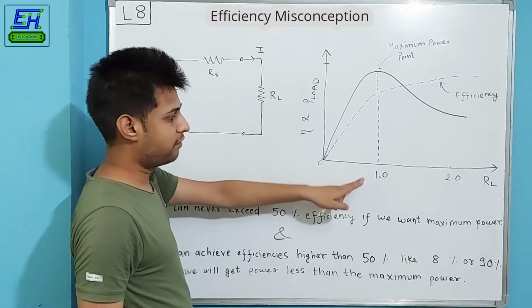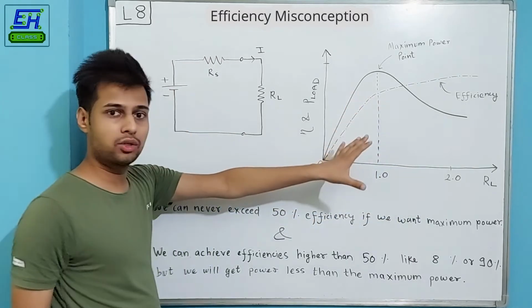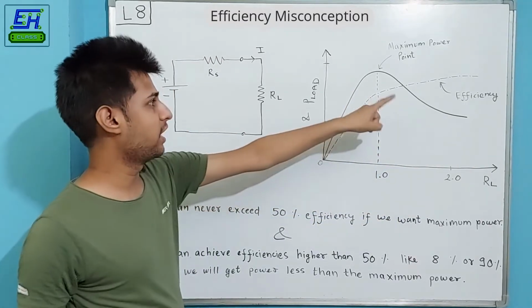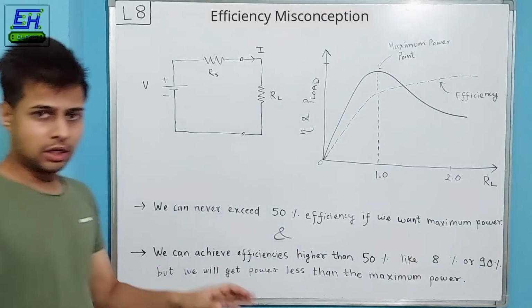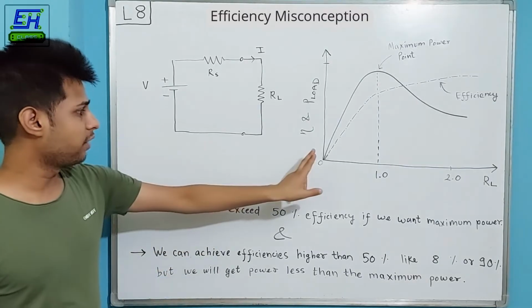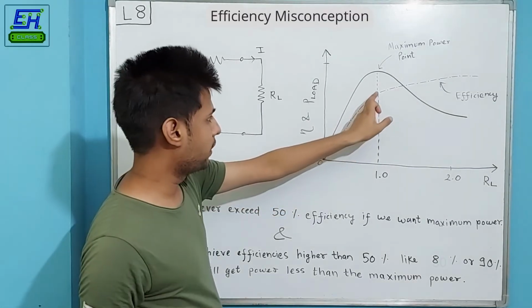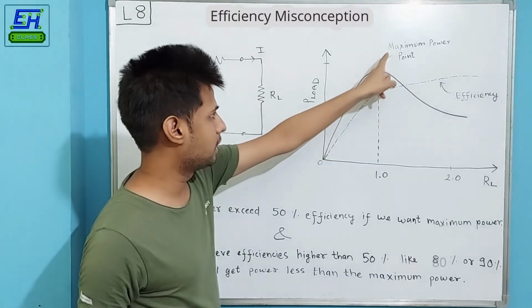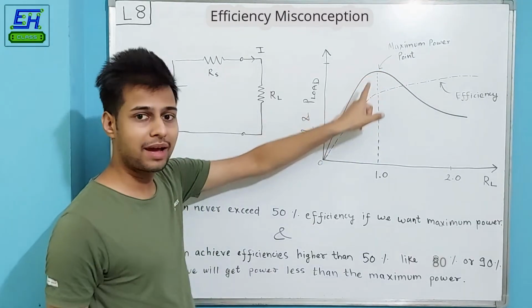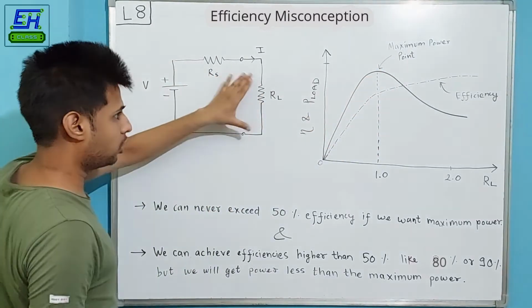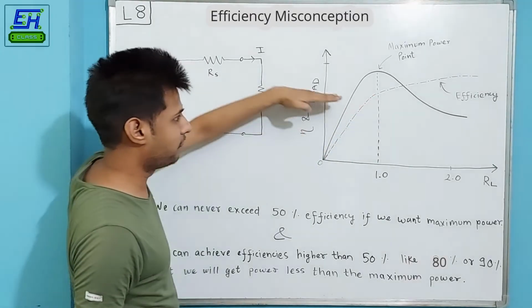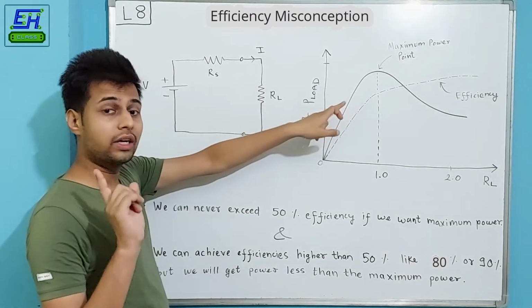Okay, so when we change the RL, this graph actually shows us the variation in efficiency and the maximum power. So it is very logical. You can see from here that at this particular point where the power is maximum, when we are getting the maximum power delivered to the load, the efficiency is actually 50%, as calculated earlier.